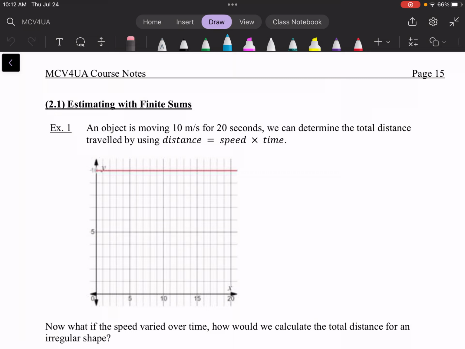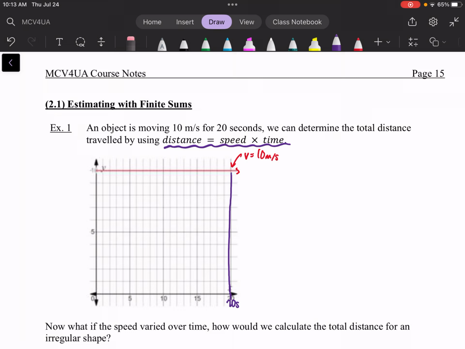We're going to use this graph that you see right here of this red function, and this red function represents speed. So the velocity is 10 meters per second, and it's constant. You can see I've only got this domain up to the value of 20. In order to find this, we remember that distance is equal to speed times time, up to 20 seconds.